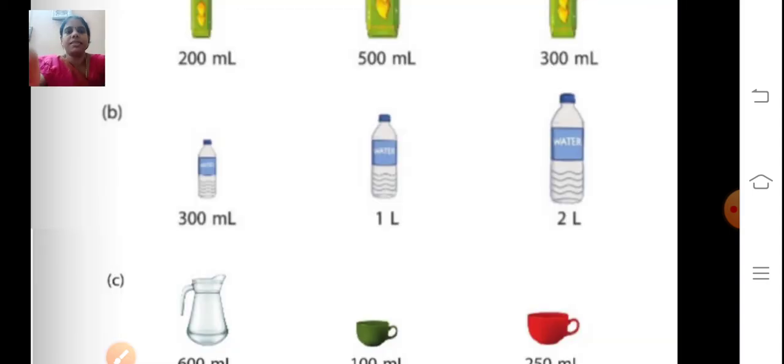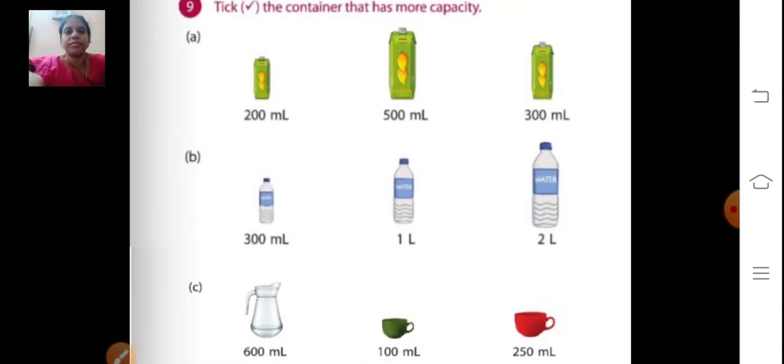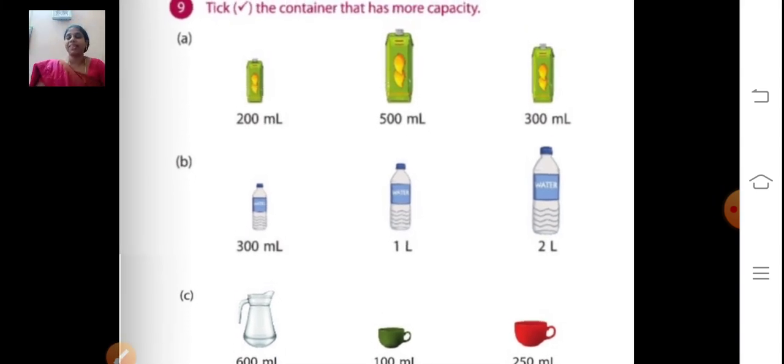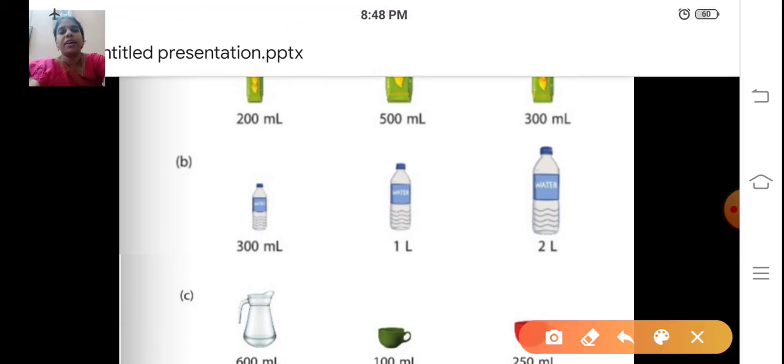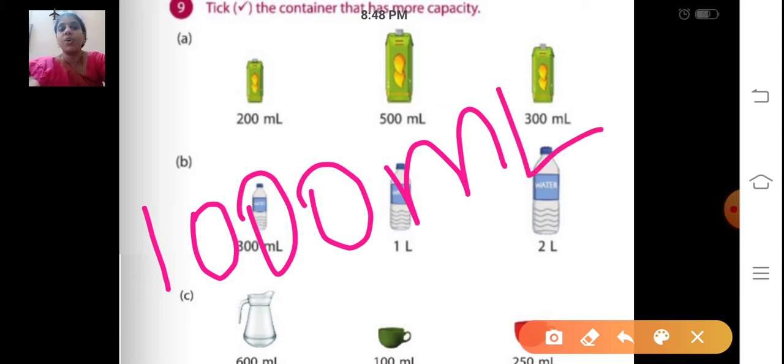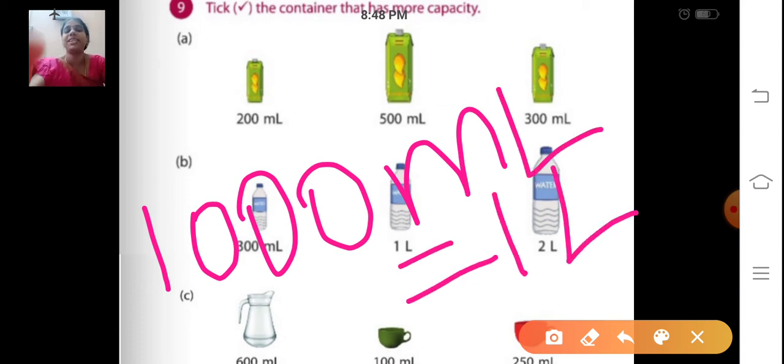Next we'll see. Tick the container that has more capacity, which can hold more amount, more quantity. Just see, first one we have 200 ml, 500 ml, and I just want to say 1000 milliliter makes 1 liter. This I'll follow. 1000 milliliter makes 1 liter. So 1 liter we have 1000 milliliter.